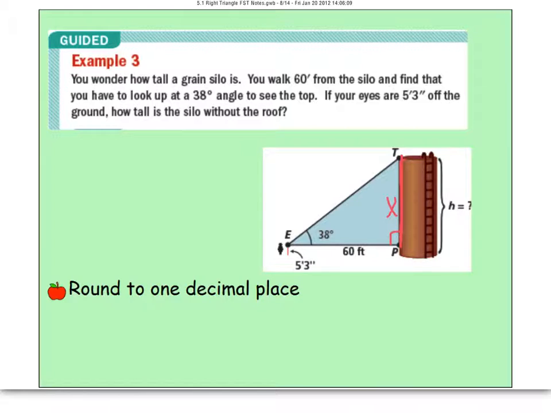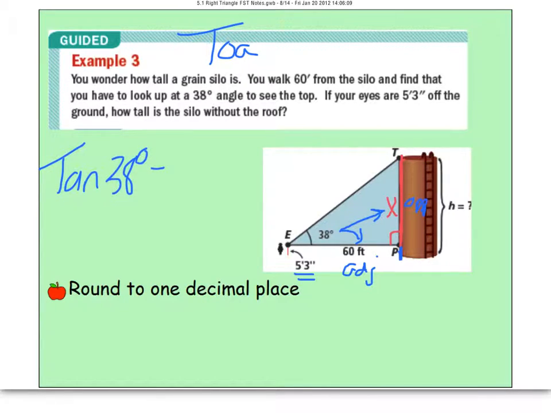So if we find x, then all we need to do next is add this little extra part to it, which is going to be our height of 5 feet 3 inches. So what ratio should we use? Well, I know here the opposite side is what I want to find, and this is the adjacent side. So from SOHCAHTOA, TOA or tangent is the one that we want, opposite over adjacent. So tan of 38 degrees equals the opposite, x, over the adjacent.